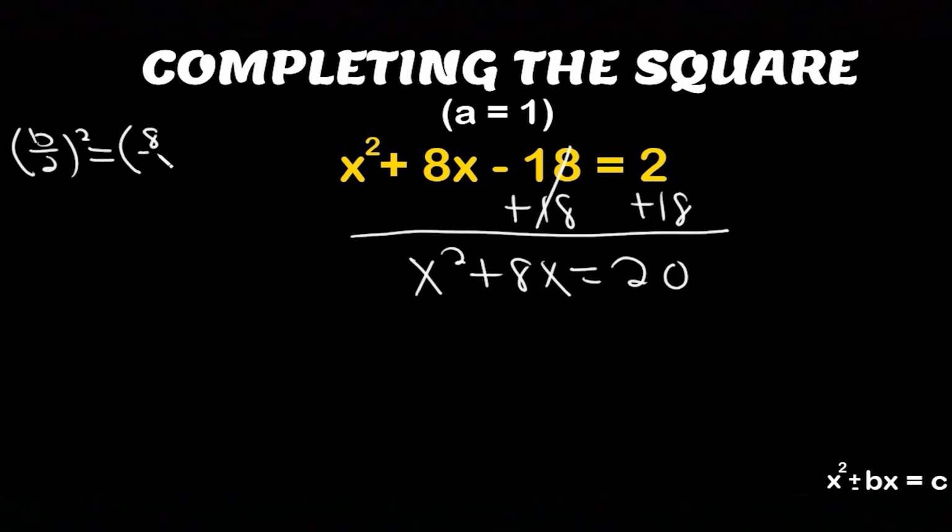So I'm going to put 8 over 2 and then square it. This reduces down to 4, so 4 and then square it. So then I'm left with 16. So I have to add 16 on both sides.